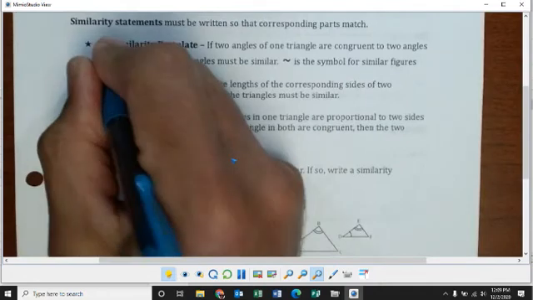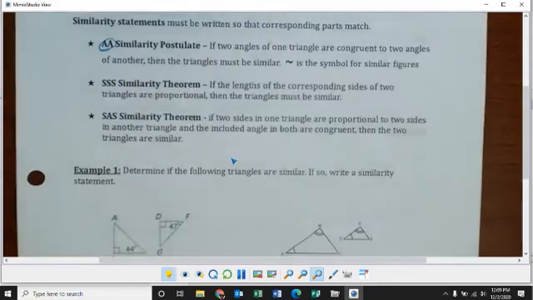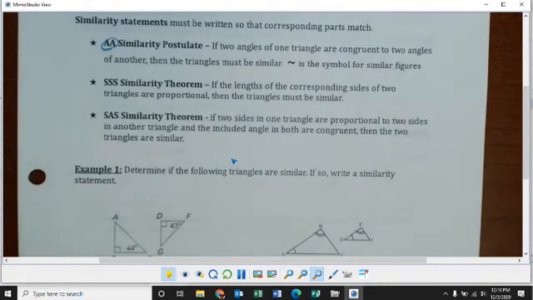We have angle-angle. So if any 2 angles of one triangle are congruent to 2 angles of another, then the triangles must be similar. Because think about it, if I have a 100-degree angle and a 20-degree angle, the only other possibility would be 60 degrees. So the third one has to be congruent. That's why we don't have to say AAA, just AA is enough.